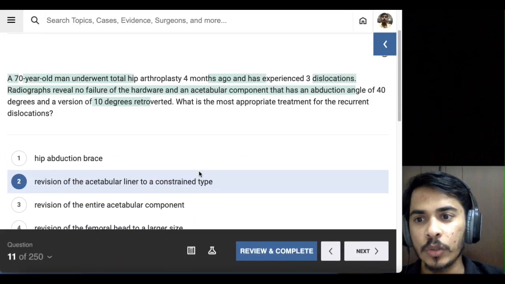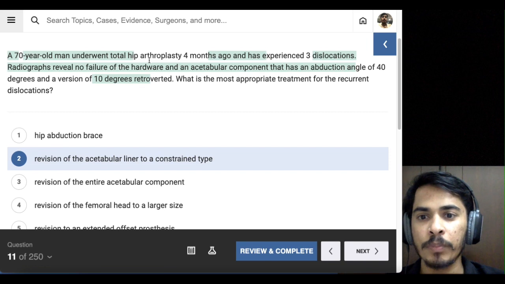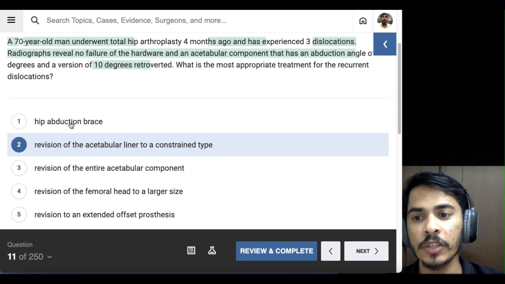So we can go to the 11th question. A 70-year-old man underwent total hip replacement 4 months ago and has experienced three dislocations. Radiographs reveal no failure of hardware, and a stable component that has an abduction angle of 48 degrees. That is a normal abduction angle, and a version of 10 degrees retroverted. We have to note that it is retroverted. What is the most appropriate treatment of the recurrent dislocation?